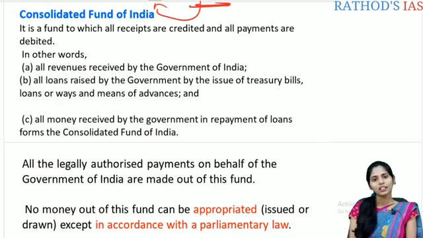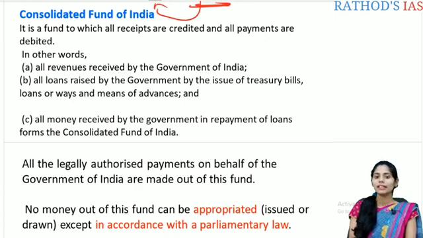So what are the revenues? How can the government get the revenues? Revenues can be got by the government mainly by the loans which are raised by the government. For example, there are treasury bills or ways and means advances. So through all these things, loans can be raised by the government. That will come under the part of this CFI.